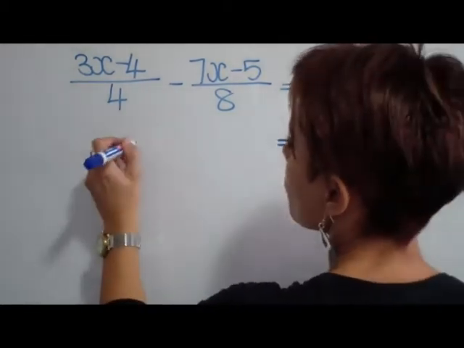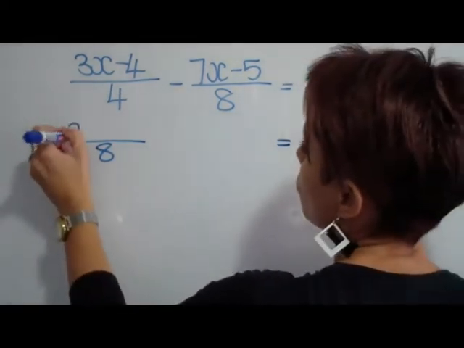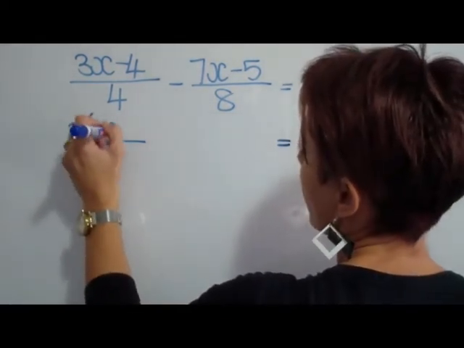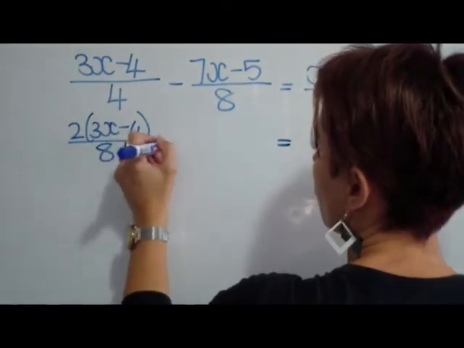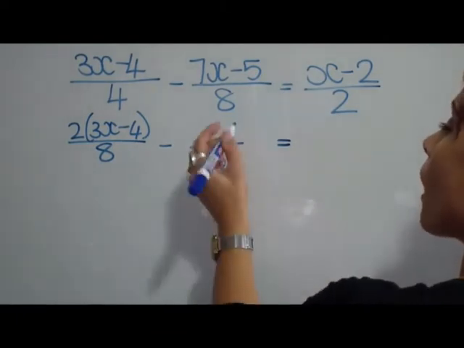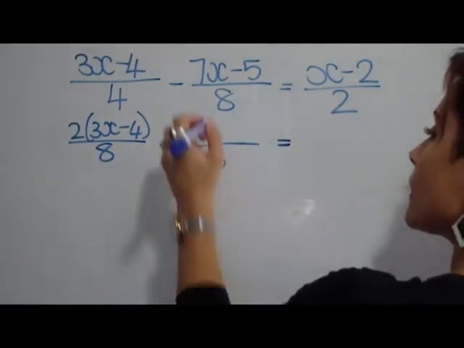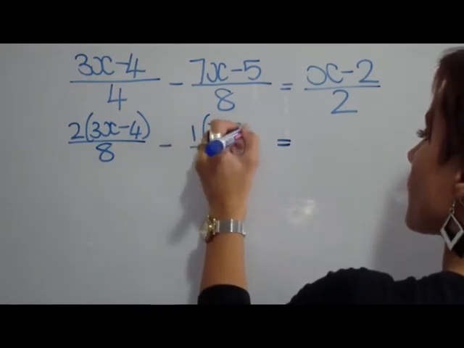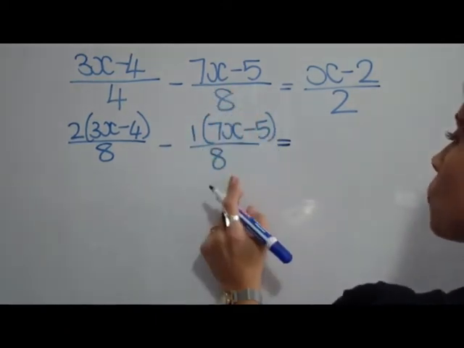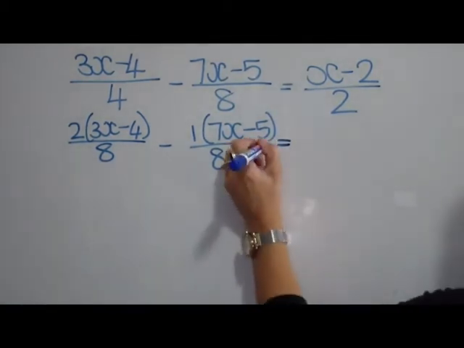Now what did I do with 4? To turn it into 8, I times it by 2. 2 brackets 3x minus 4. Beautiful, minus. Here 8, what did I do with 8? I said 8 times 1. So, I'm going to put a 1, and then I say 7x minus 5. 8 times 1, top times 1. And I write it like that.